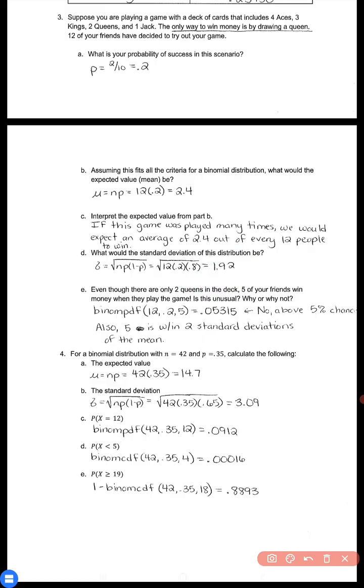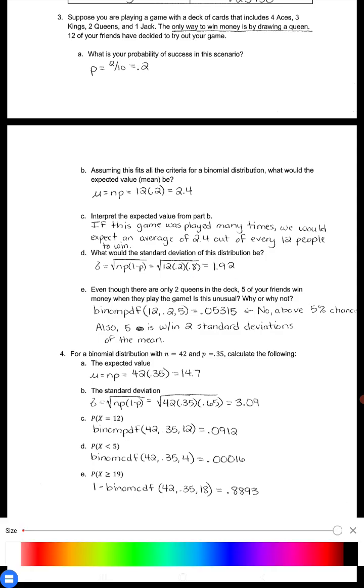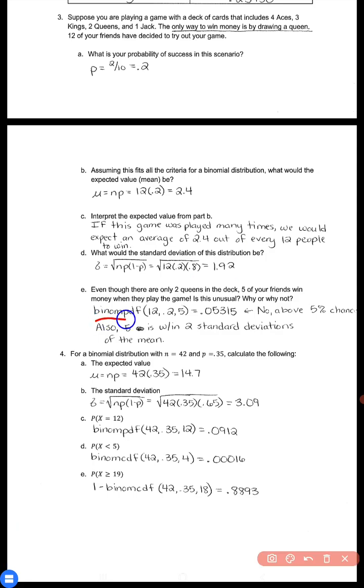Okay. So let's say this. Even though there are only 2 queens in the deck, 5 of your friends win money when they play the game. Is this unusual? Why or why not? So let's find the probability that 5 people win. And we can do this in our calculator by using the binom PDF button. So we typed in binom PDF with 12 people playing, a 20% chance of winning. And what's the probability that 5 people win?